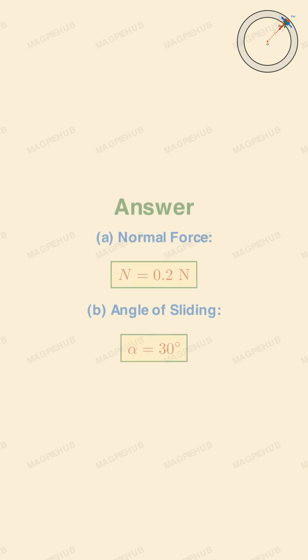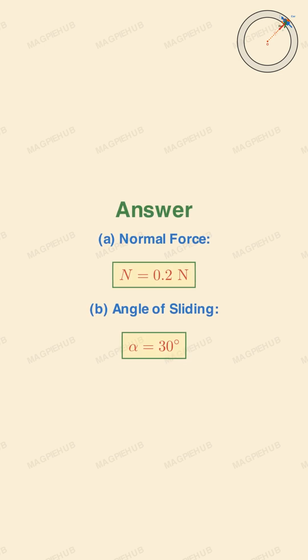The answers. Part A. The normal contact force exerted by the plate on the block is 0.2 newtons. Part B. The block starts sliding when the plate is turned by alpha equals 30 degrees.